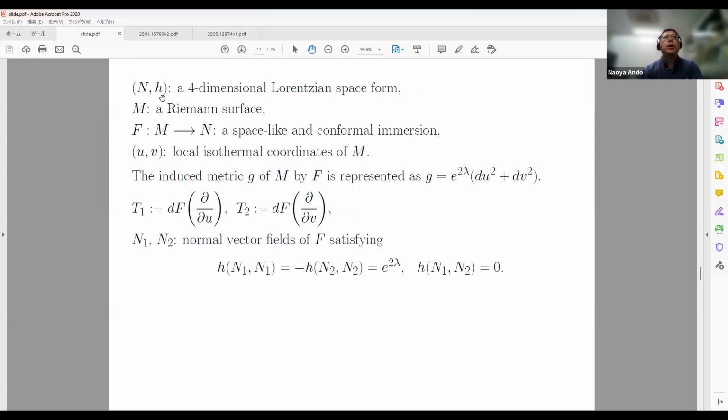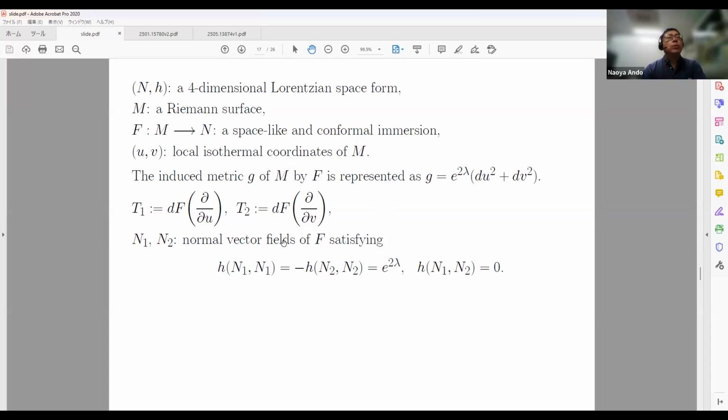Let N H be a four-dimensional Lorentzian space form. Then small h is the Lorentzian metric of the space. Let M be a Riemann surface. Let F be a space-like and conformal immersion. Let u, v be local isothermal coordinates of M. Then the induced metric G is represented like this, as in section 2.